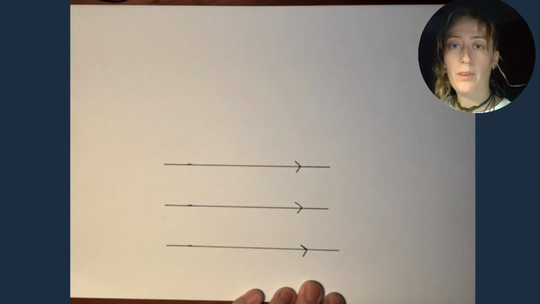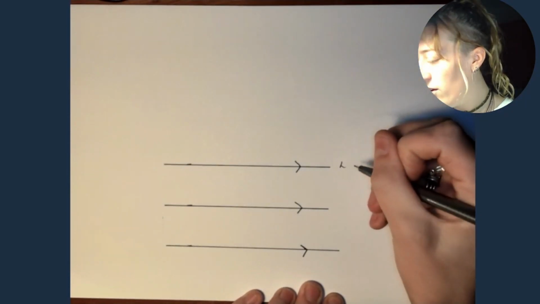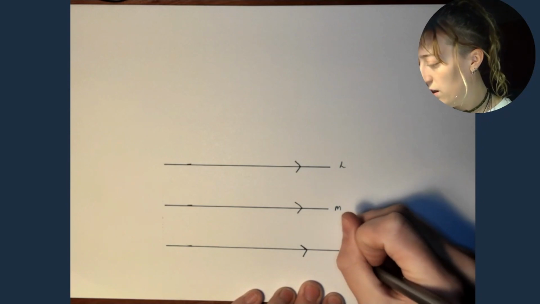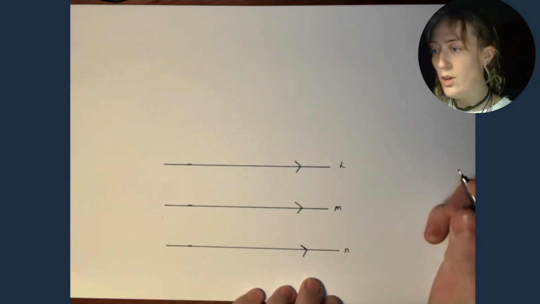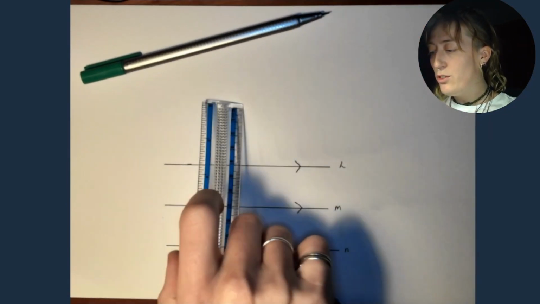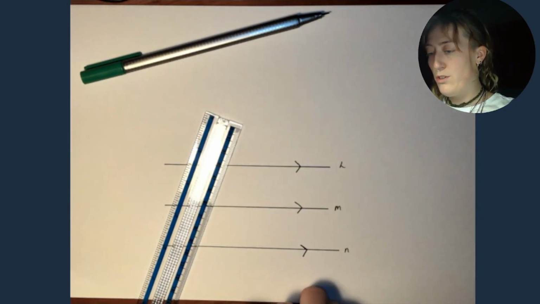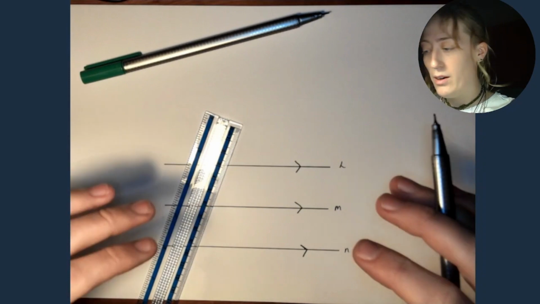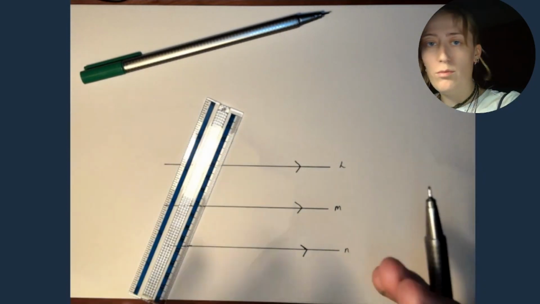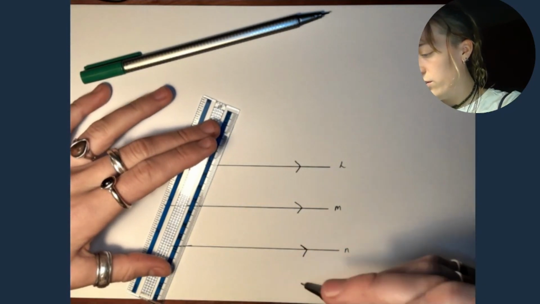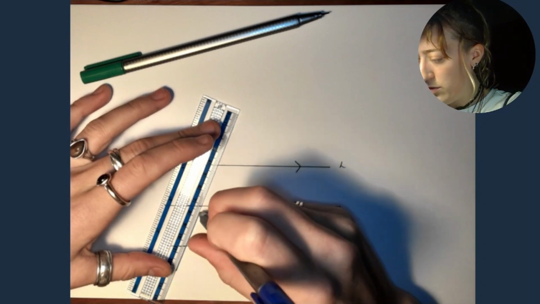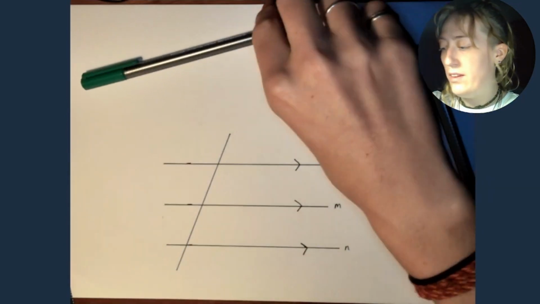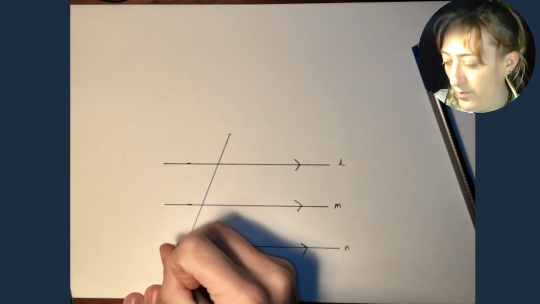Now I'm also going to label the lines. I'm going to call the top one L, middle one M, and the last one N. Okay. I'm now going to draw my transversal, being my line crossing my parallel lines, okay? And I can pick it just at roughly any angle. Let's do it at this angle. Here's my transversal line. Okay. And I'm going to label this line T.